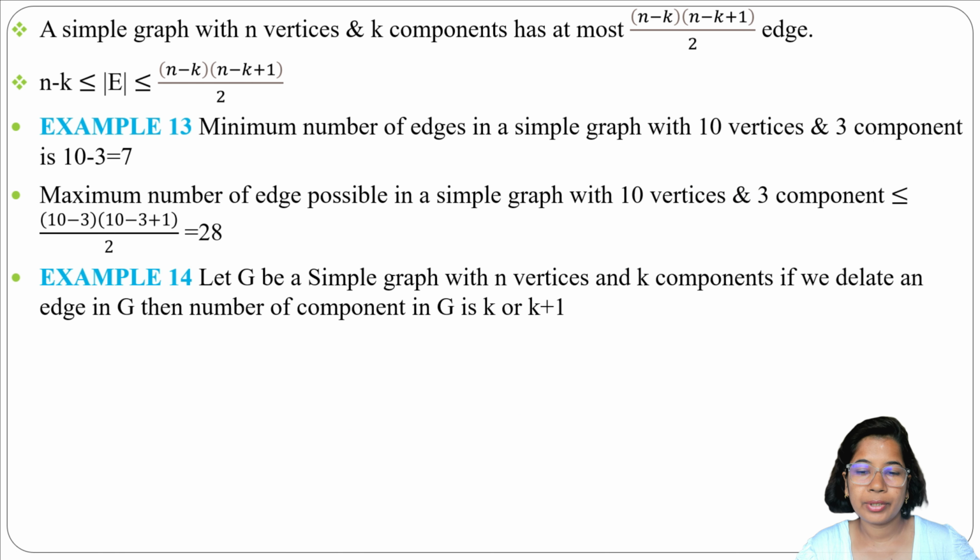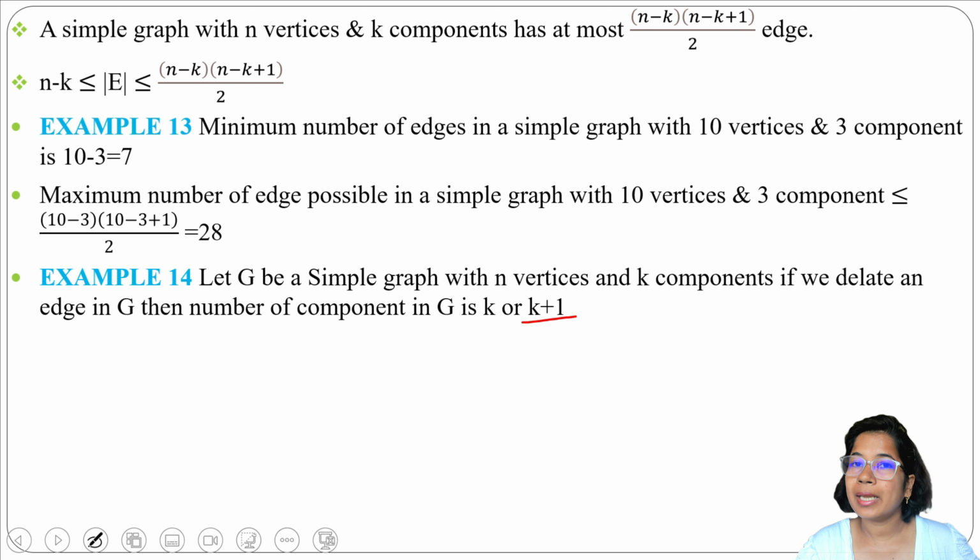Next example 14. Let G be a simple graph with n vertices and k components. If you delete an edge in G, then the number of components in G is k or k plus 1. Suppose that edge is the cut edge, and after removal of the cut edge, the number of components may increase. So it will be k plus 1, and if that edge is not a cut edge, then it will be the same, simply k.